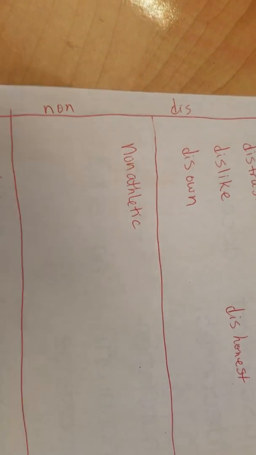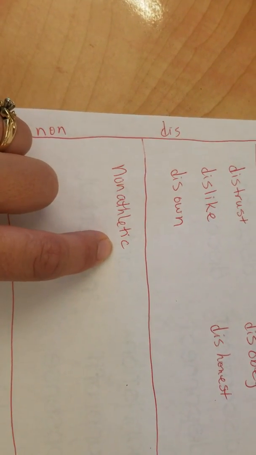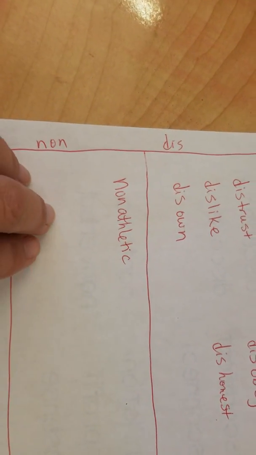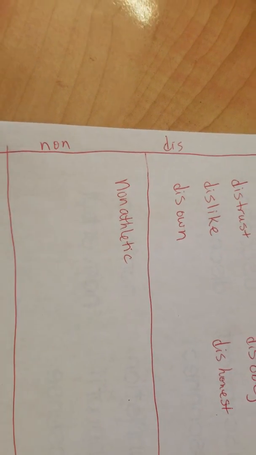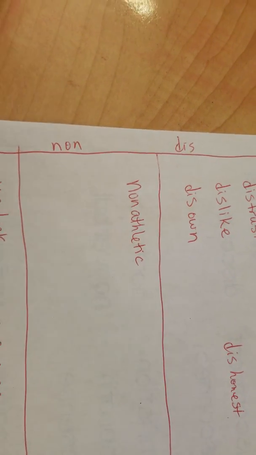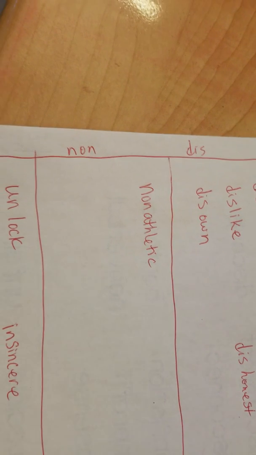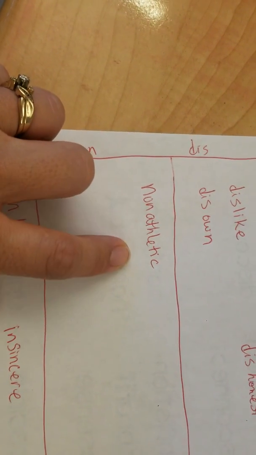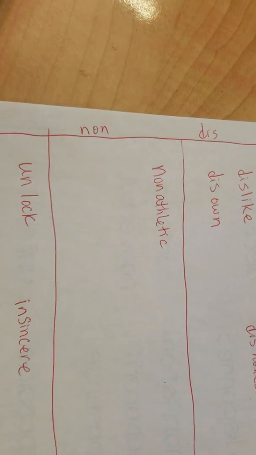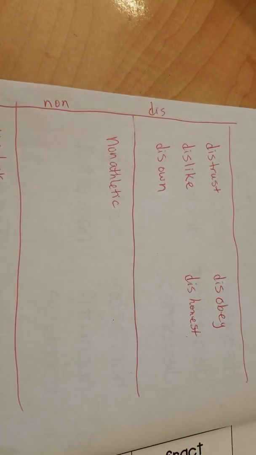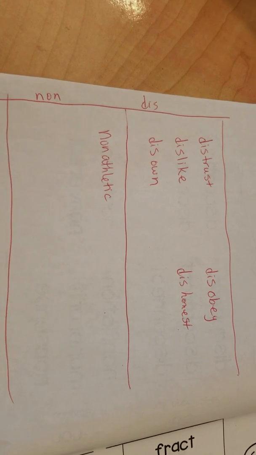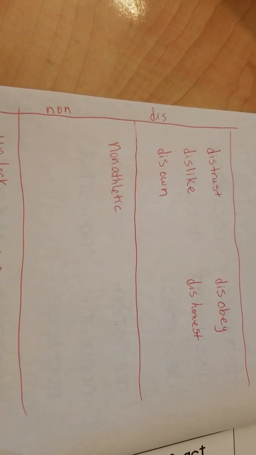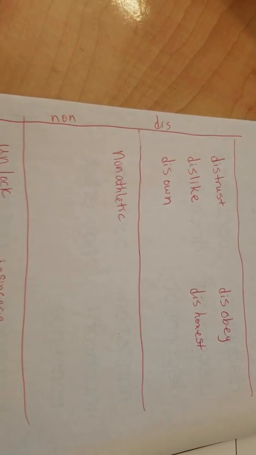With non, I only put one on there because non you could use with almost any word like this: athletic, artistic, mathematical, anything creative, anything that you would say this is something you could do. Well, if I don't play any sports, I might say I'm non-athletic. I draw stick figures all of the time. That's the extent of my artistic abilities. So I would call myself non-artistic.